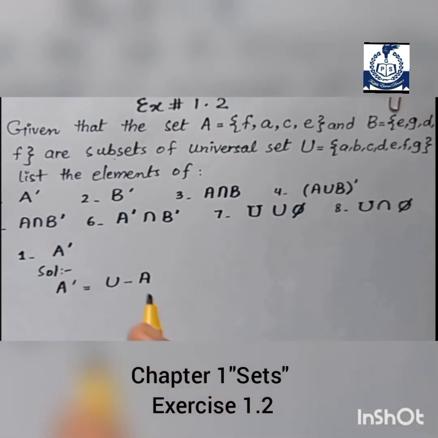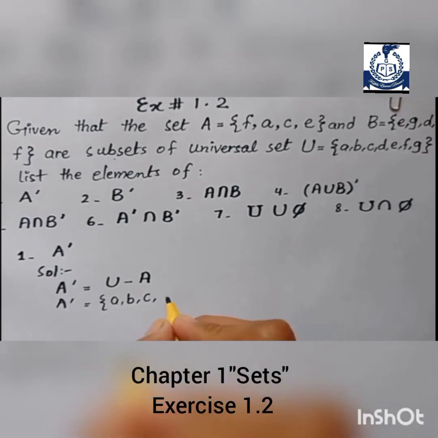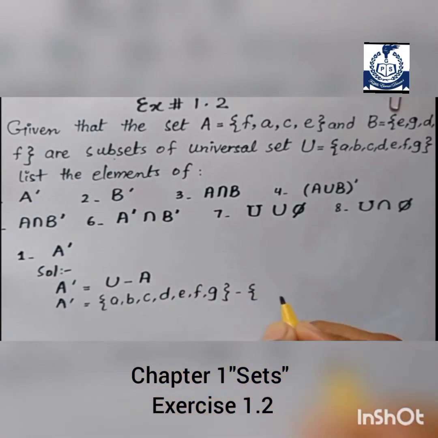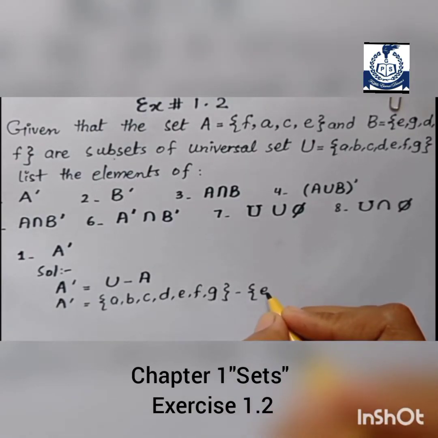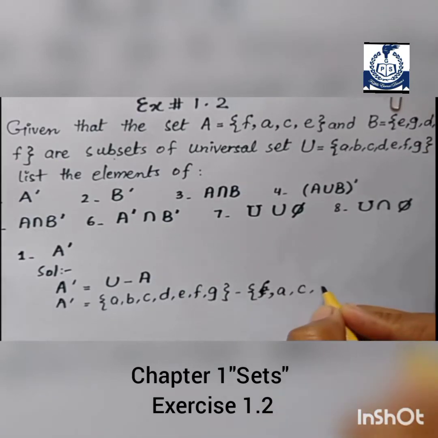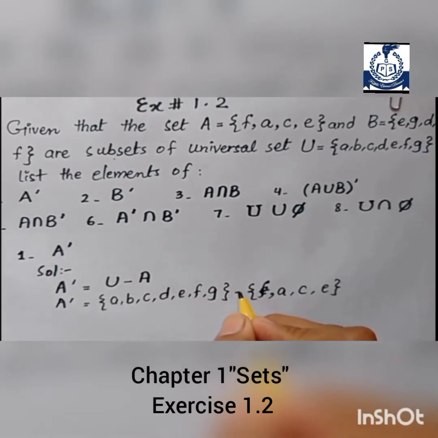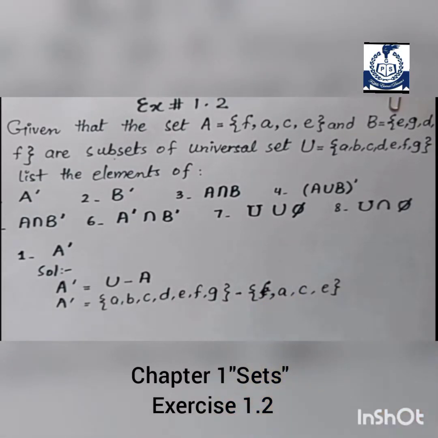A complement is equal to universal set minus A. In place of universal set we write A, B, C, D, E, F, G, which is the universal set, minus A. A is equal to F, A, C, E. So in a complement we have a minus sign between them, so we cut out the same elements of a set.